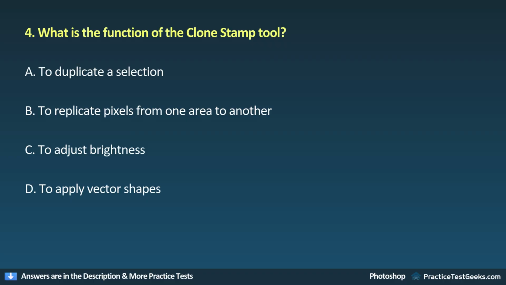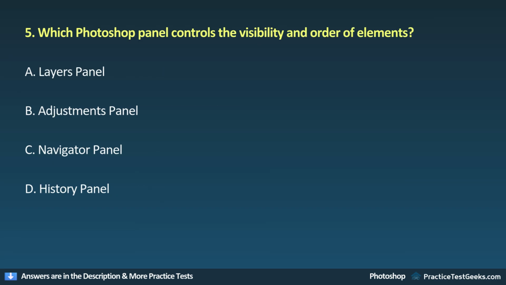C. To adjust brightness. D. To apply vector shapes. 5. Which Photoshop panel controls the visibility and order of elements? A. Layers panel. B. Adjustments panel. C. Navigator panel. D. History panel.